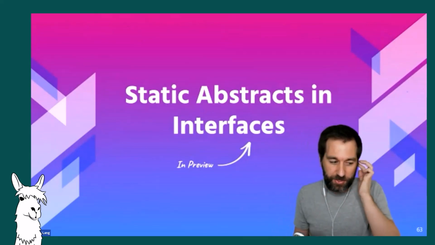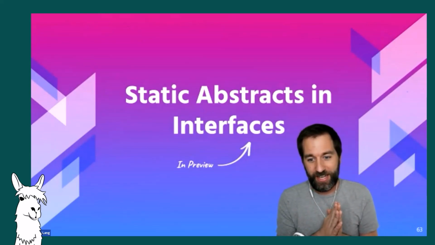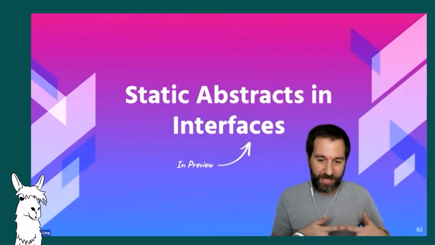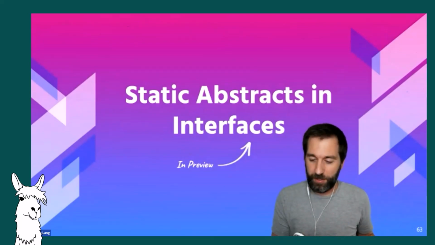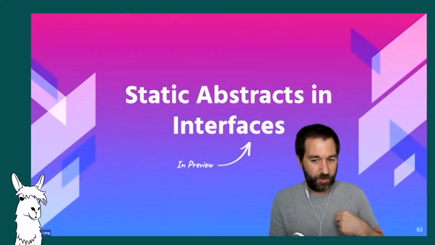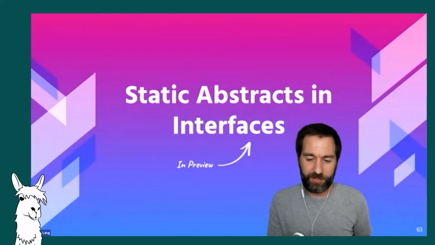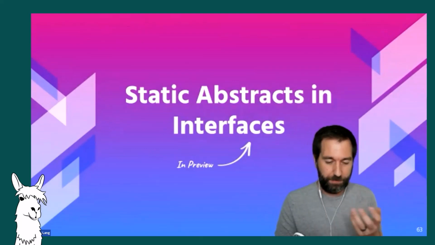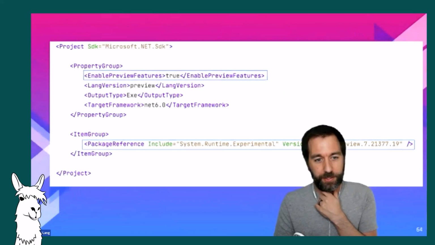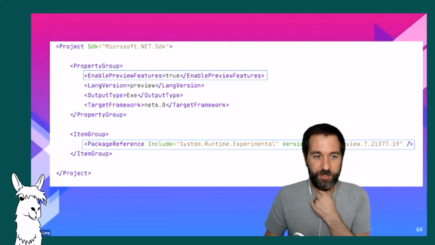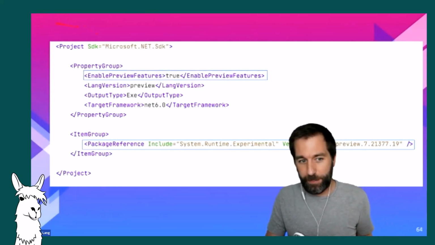And this is a super interesting one because it's shipping in C# 10, but it's shipping as a preview. So you actually have to switch this one on, which is a relatively new thing in C#. That is something that F# has been doing for a little while now. The way you switch it on is you enable preview features.